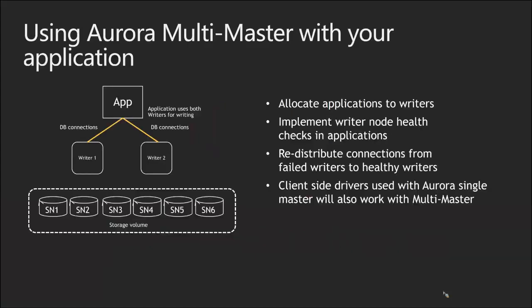So the way it works, how do you use Aurora Multi-Master with your application? Basically, every write that you do, you can see the app here, will write to one of these endpoints, either writer 1 or writer 2 in this example. And then writer 1 and writer 2 will write the data to the storage layer. So what you would want to do in your application is obviously check that the writes actually succeeded and that the writer nodes are still responding. If one of them is not responding, then you would want to start writing to the other one.